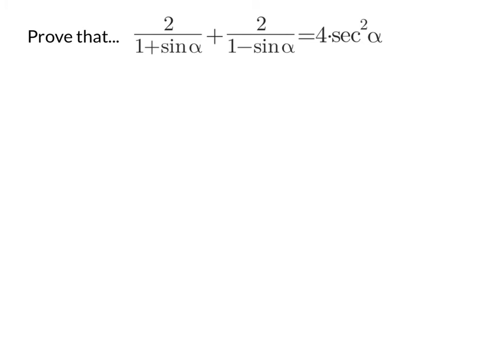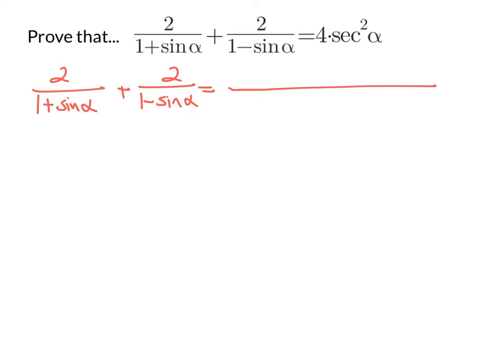Let's prove that 2 over 1 plus sine plus 2 over 1 minus sine is equal to 4 times secant squared of alpha. So I have to start with the ugly side, 2 over 1 plus sine plus 2 over 1 minus sine. And we can't just, of course, say that it's equal to 4 secant squared. We've got to start simplifying this thing. I've got two fractions that I'm going to add together. So algebraically, we have to get common denominators, which will be 1 plus sine times 1 minus sine.